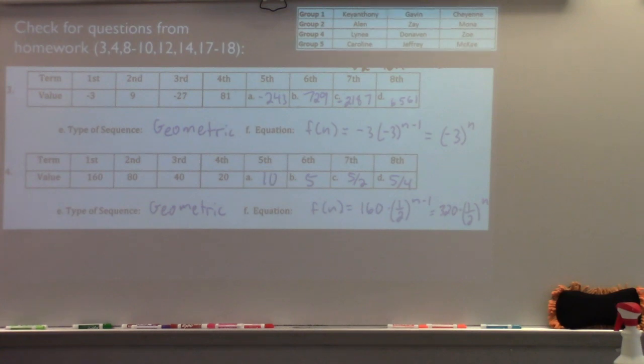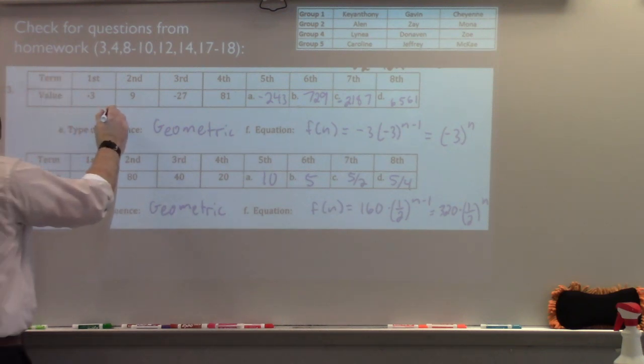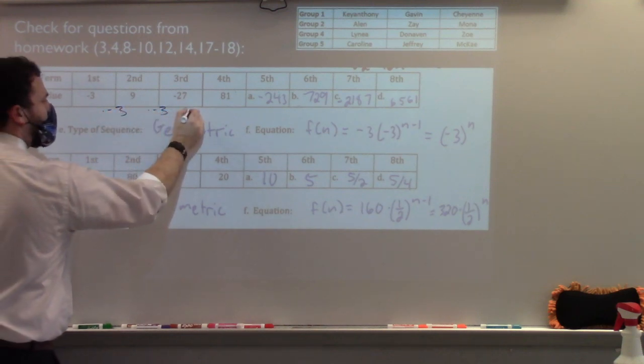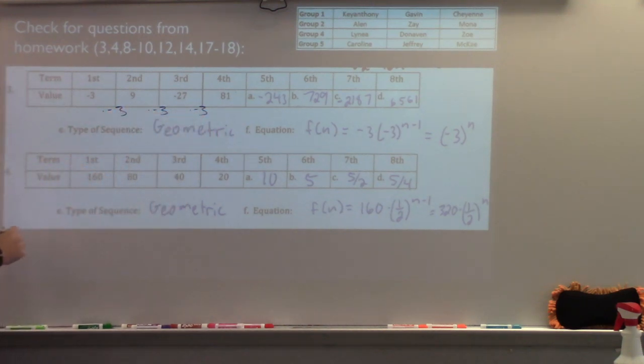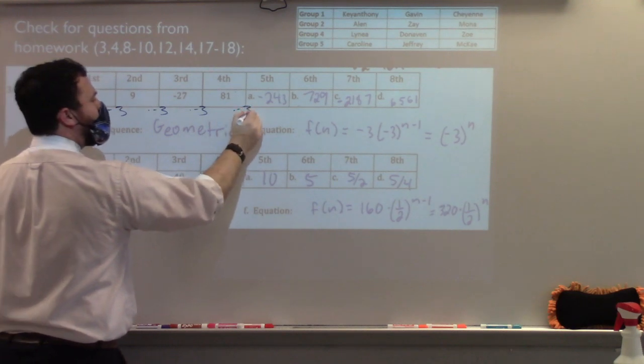Can anyone explain to us how? Because if you can't figure out the rest of the terms, it is really hard to write the equation. How did I find the rest of those numbers for the 5th, 6th, 7th, and 8th term? It's multiplying by 3. Close. -3. That's what I meant. Notice if I multiply by -3, that's how I get to each of those numbers. So I just continue that pattern.